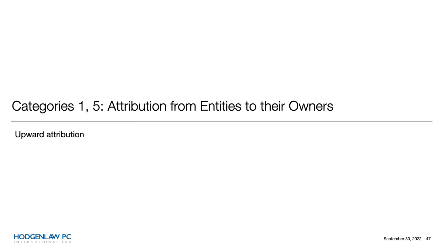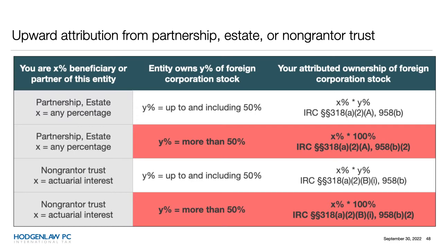So now let's talk about attribution from entities to their owners. So having done the families, let's talk about indirect ownership. We're talking about upward attribution, so we're talking about in the context of a corporation. Parent company owns stock of subsidiary. You are a shareholder of parent company. How much stock do we pretend that you own indirectly of subsidiary?